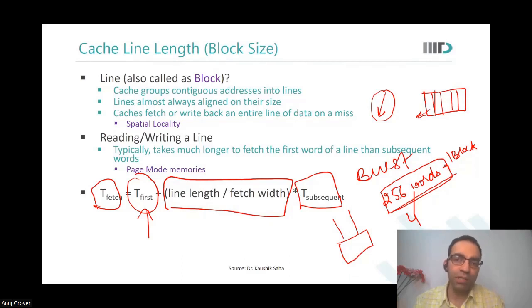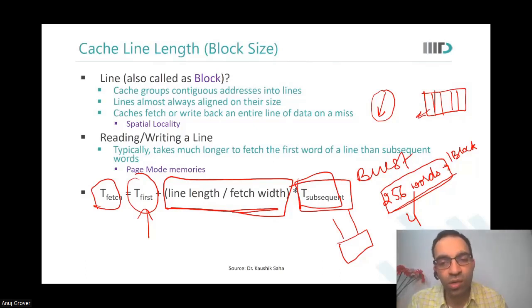I say that my block size is 256, so that 256 consecutive words are written into my L2 cache or L1 cache, wherever. But 256 words may not be able to be transmitted right away. So there will be multiple transmissions required. And that is what we are representing by line length upon fetch width. And this is the delay taken when the subsequent address or subsequent location is being fetched.